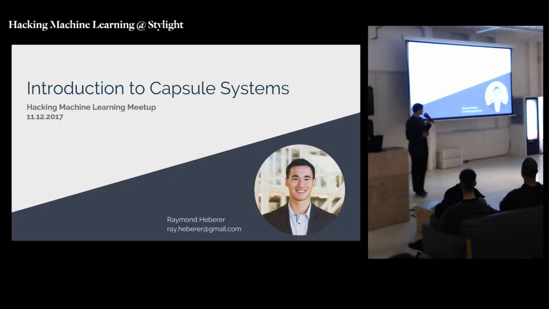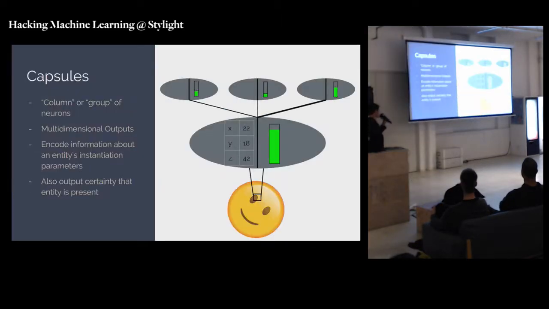So to begin with, what is a capsule? There's a lot of ways to think about capsules. A lot of people say a capsule is really a group or a column of neural units, but I really like to think of them as something really simple where for each unit you have two parts of the activation. You have a multidimensional part, this could be a vector or a matrix, which could be referred to as the pose, and you also have some sort of scalar.